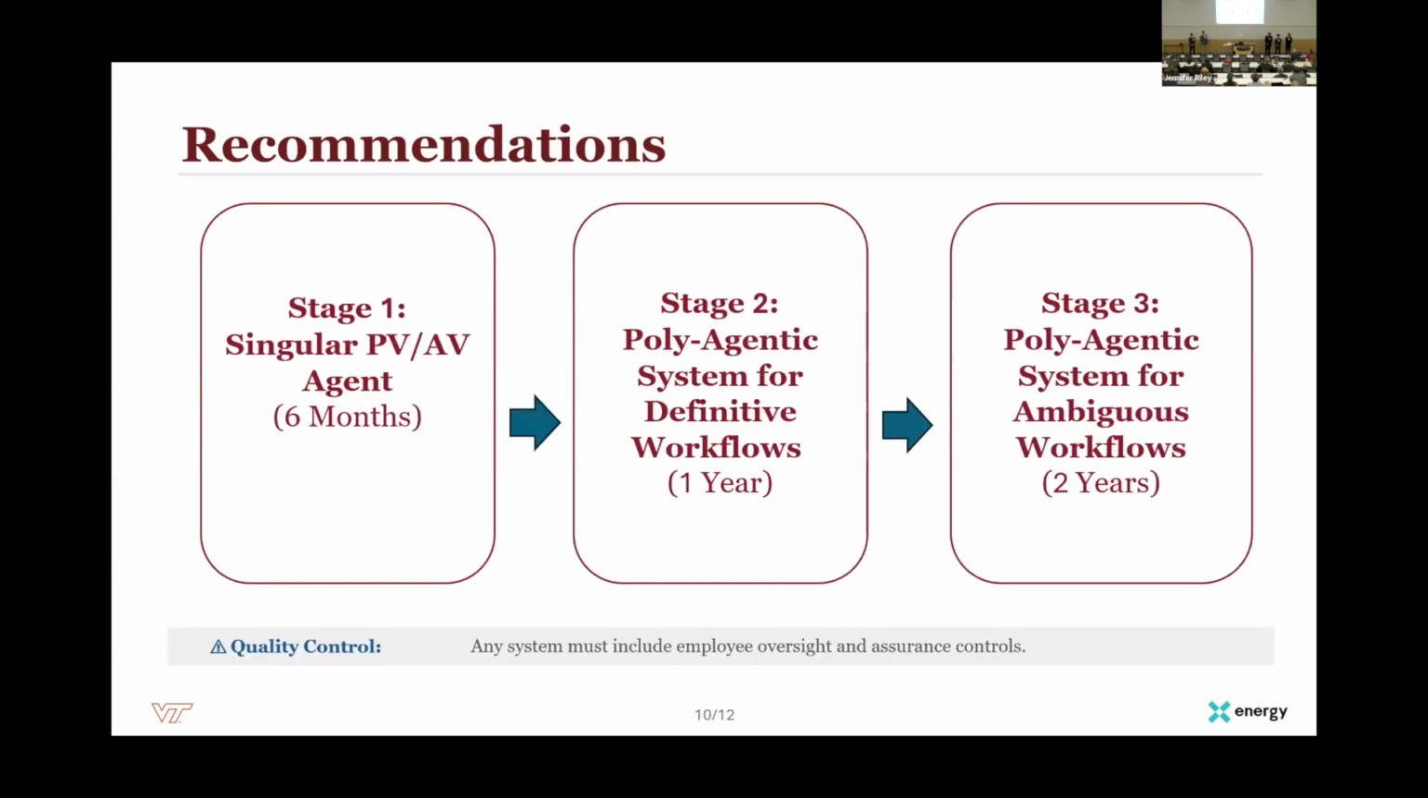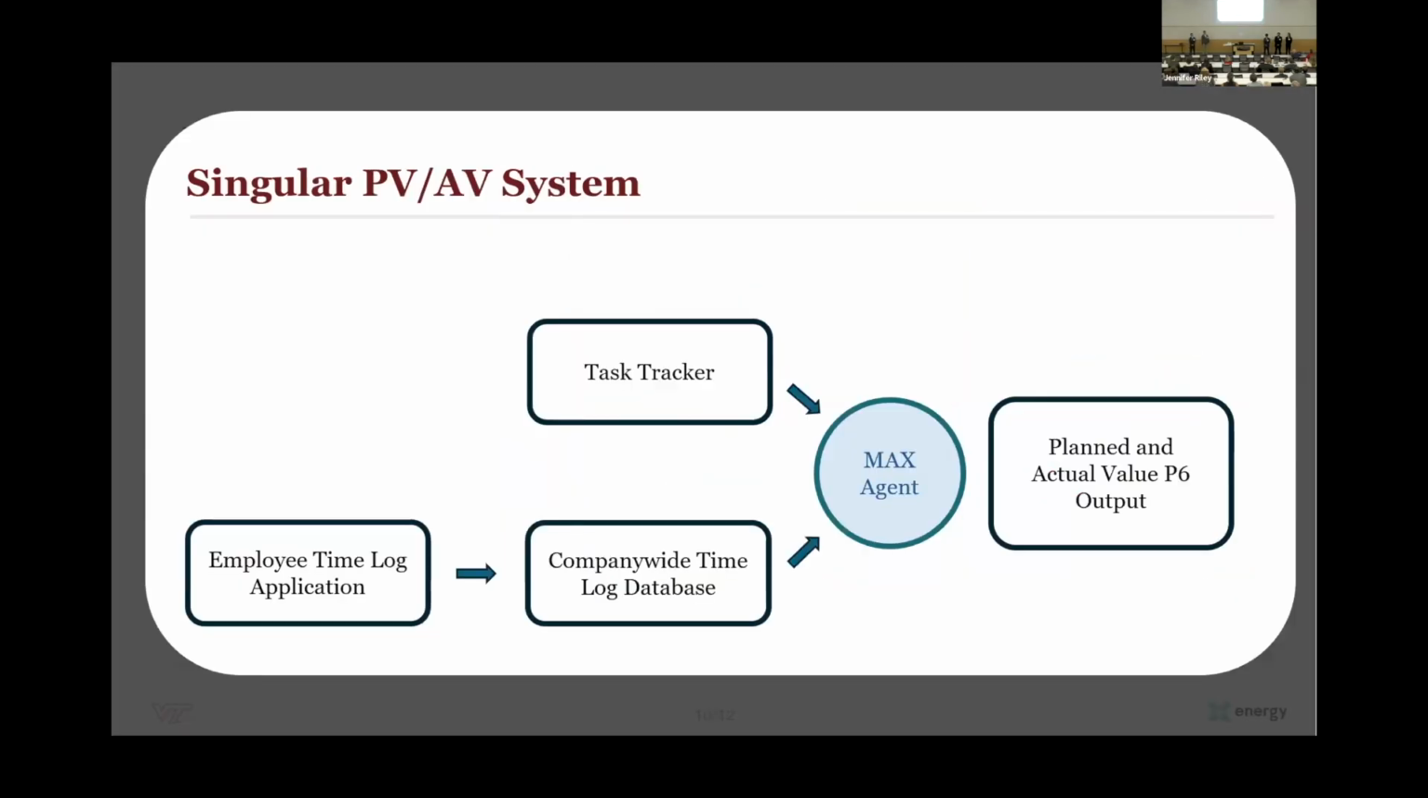Thanks, VJ. For our implementation, we suggested a 3-stage rollout over a conservative 2 years. For stage 1, we recommended a singular planned value and actual value agent. By connecting a team task tracker and building out a company-wide team time log, they would directly be connected to a central max agent, which will automatically update the planned and actual values in the P6.